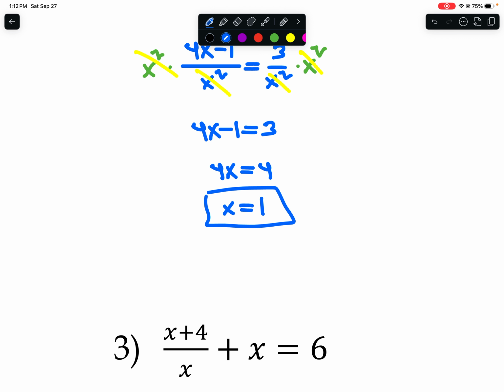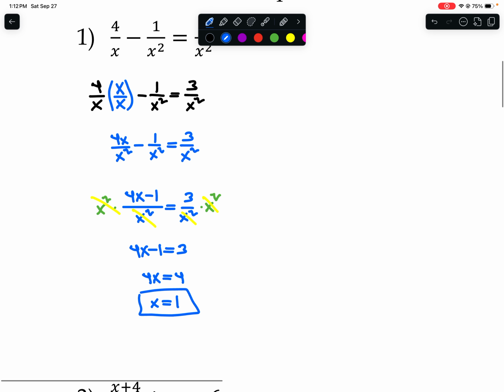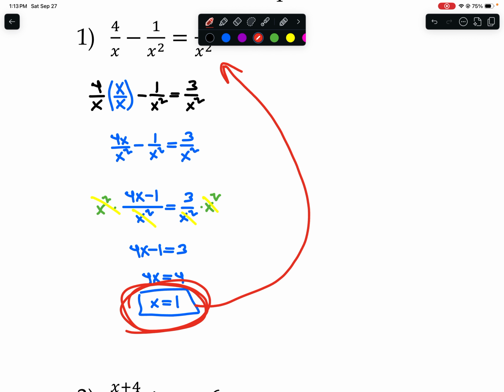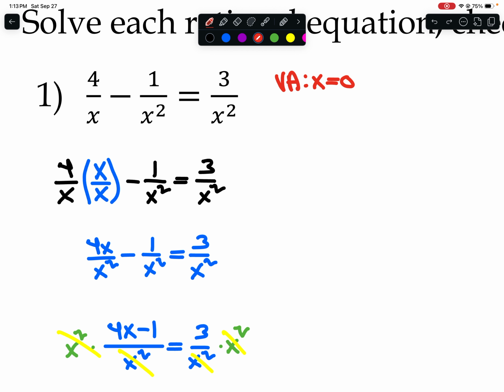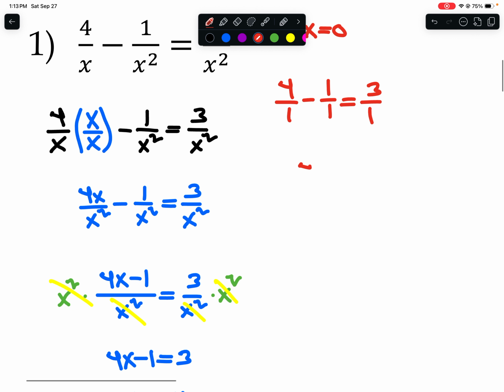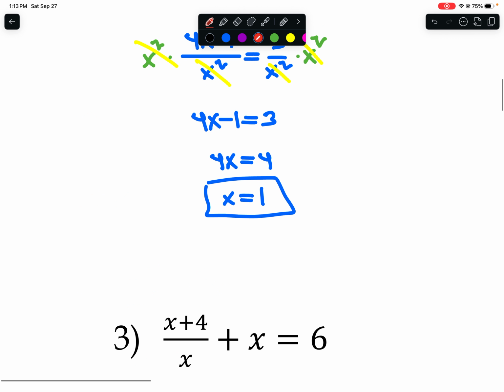When you get to the very end, you also need to check for extraneous solutions. When I say check for extraneous solutions, I take any answers I get at the bottom and plug them back into the original equation to see if it actually works. My original equation here becomes 4/1 minus 1/1 equals 3/1 squared, which is just 1. So this is going to be 4 minus 1 equals 3. That is a true statement. So my answer really does work, and that is a solution.